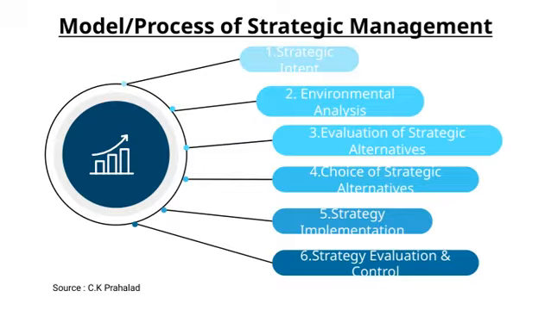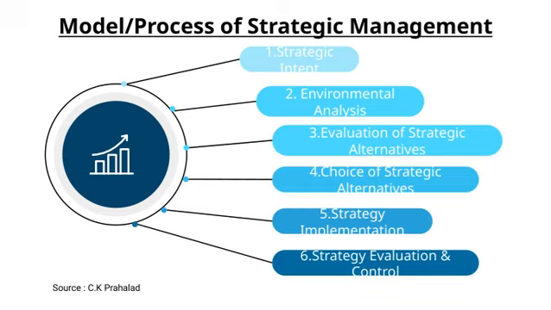Now, let's take a closer look at the model or process of strategic management, which is fundamental to understanding how organizations develop and execute their strategies. Starting with the first step, strategic intent, this is about setting a clear and compelling vision for where the organization wants to go. It acts as a guiding star, inspiring and aligning all subsequent actions.